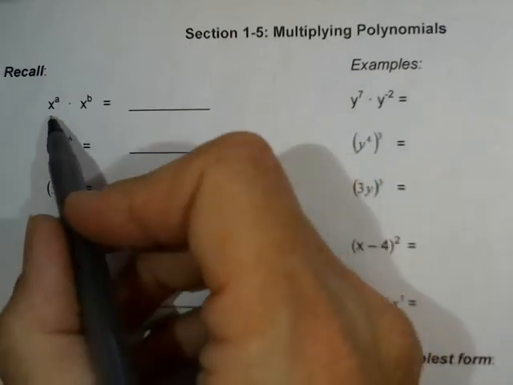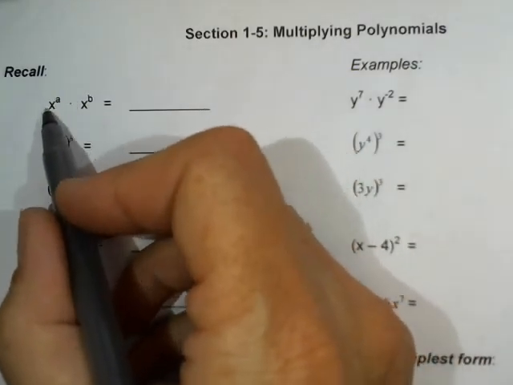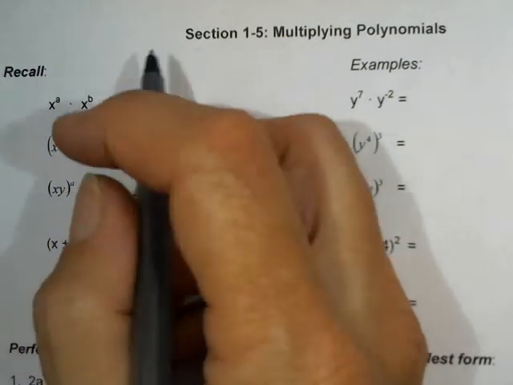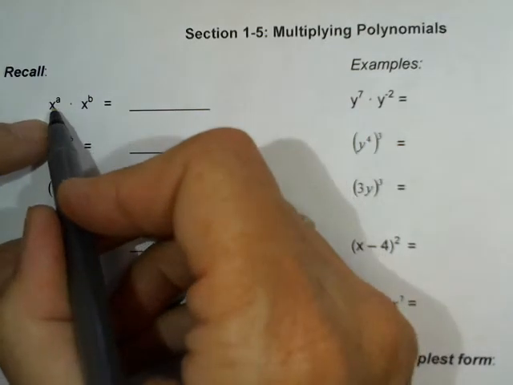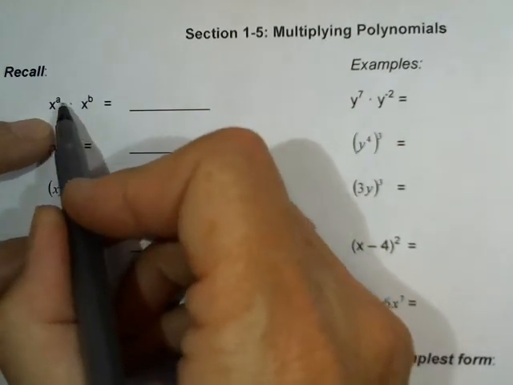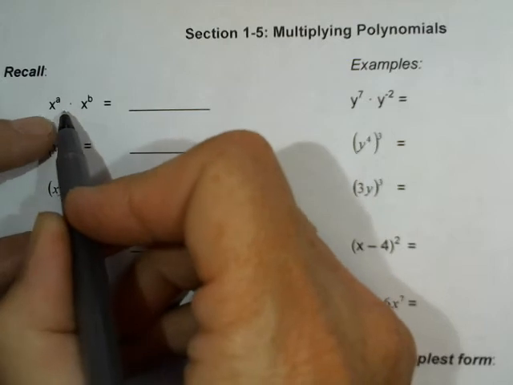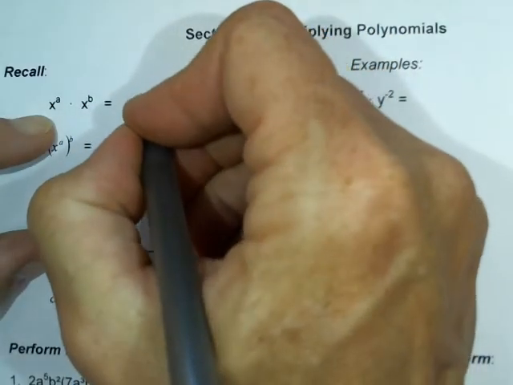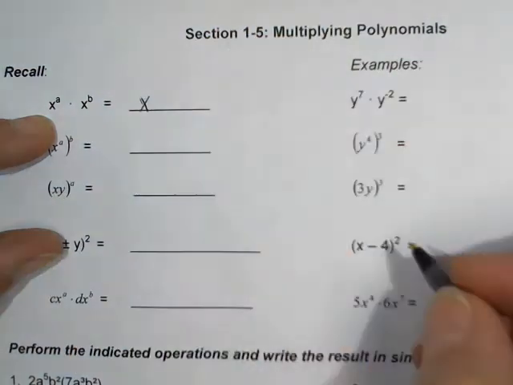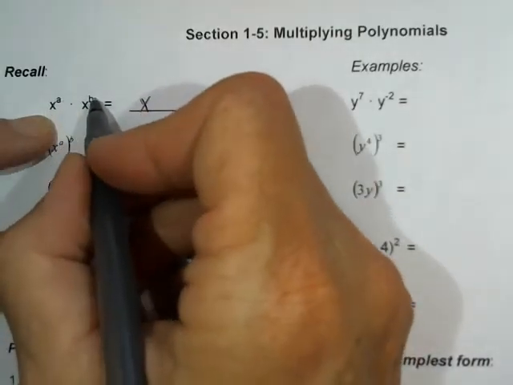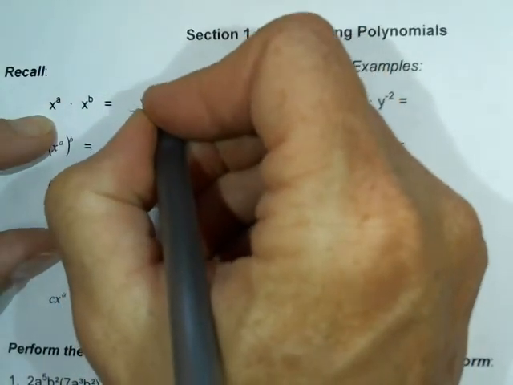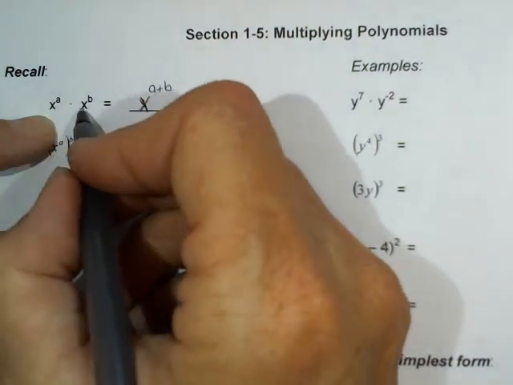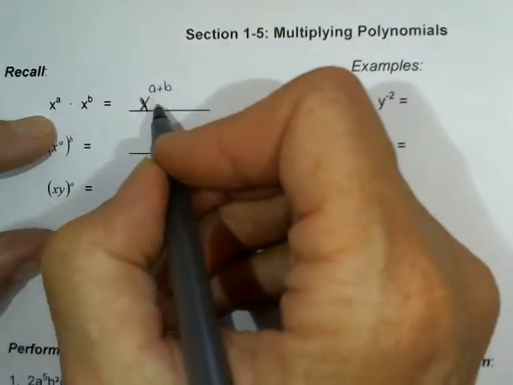When you multiply monomials, which contain only one term, if their bases are the same, you can see the bases are equal to x and the exponents are a and b. If you multiply two monomials together with the same base, you get the same base x, and then what do you do with these exponents? You add them, a plus b. Now that would only work if the bases are the same. If this was an x and this is a y, then this rule doesn't hold.